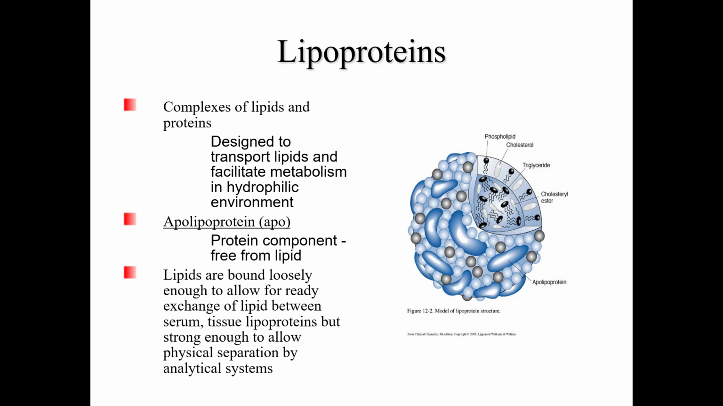Apolipoprotein, or APO, is the protein component, and that's free from the lipid. There are different types of apolipoproteins, or APOs, and those will be discussed on the next slide. Lipids are bound loosely enough to allow for ready exchange of lipid between serum tissue lipoproteins, but strong enough to allow for physical separation by analytical systems. So here you can see in a typical lipoprotein, there's phospholipids, the cholesterol, some triglycerides, and there's the apolipoprotein.